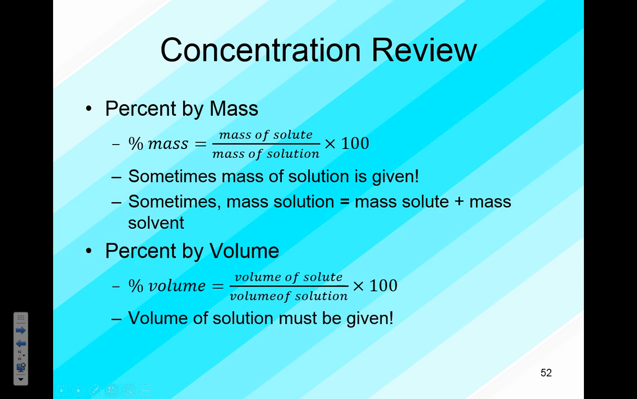Now, percent by volume is a little bit easier because volumes of different substances are not necessarily additive. So they have to tell us the volume of the solution every single time. So it's really going to be as simple as making sure we're in the same units. If they're both in milliliters, we're good. If they're both in liters, we're good.